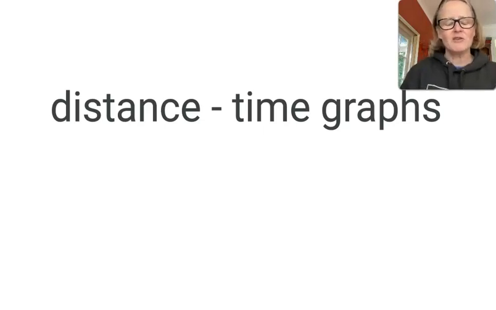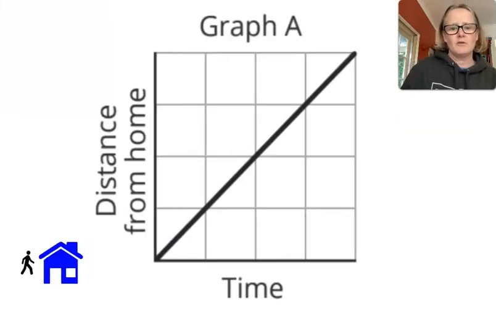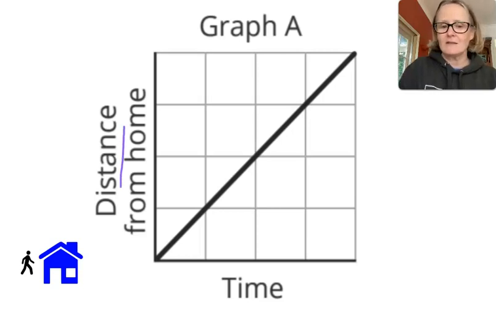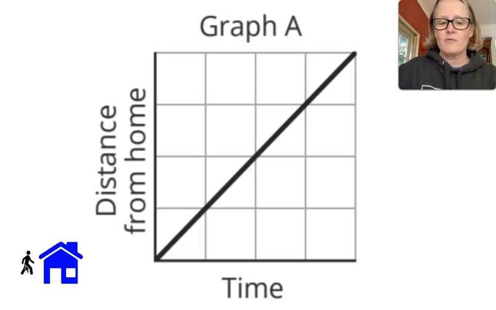In this video we're going to look at how to interpret distance-time graphs. How do you know it's a distance-time graph? Well, you will notice that on the y-axis we have the word distance from home, and along the x-axis we have time. So we're going to look at this little man moving away from home.